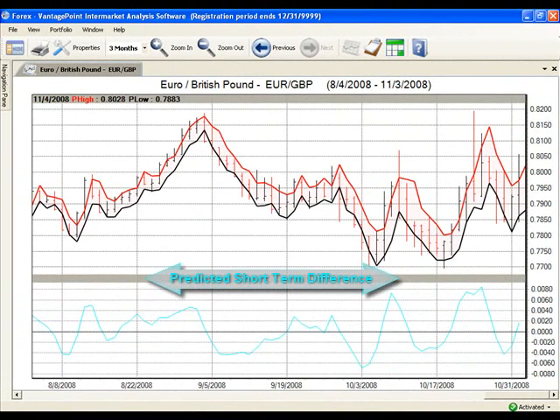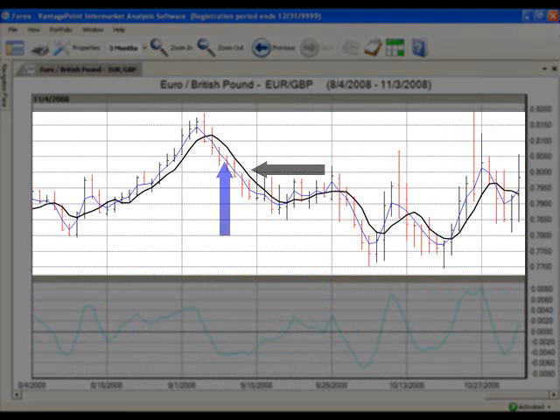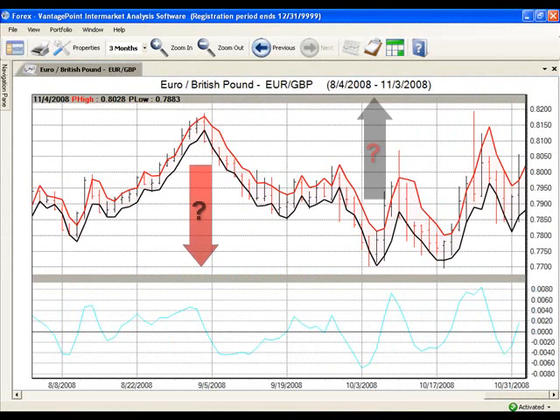The predicted short-term difference is an indicator that predicts for one trading day in the future. It measures the difference between the short-term crossover and the actual moving average. This is why you're able to get a reasonably accurate forecast for tomorrow's direction using this indicator. Once you have an understanding of the direction for the next trading day, you can decide which way you'd like to trade.